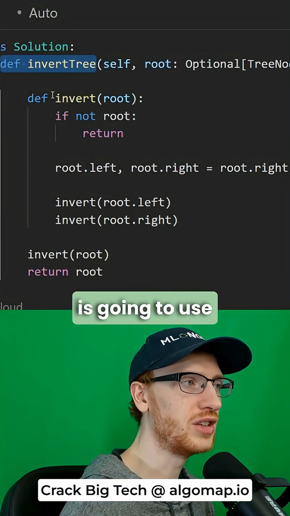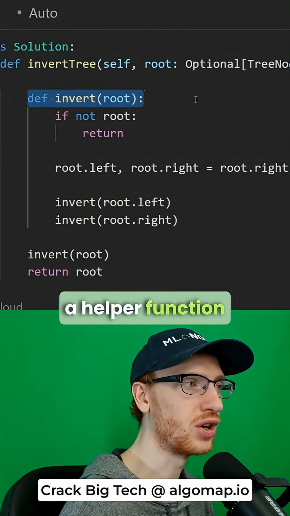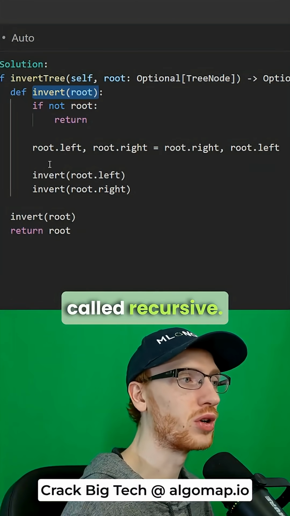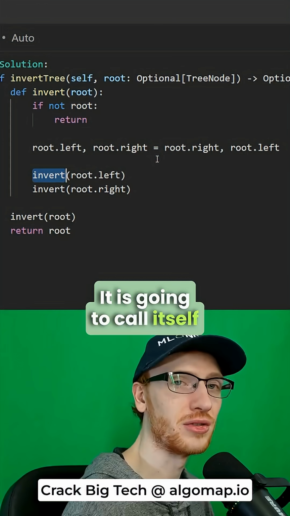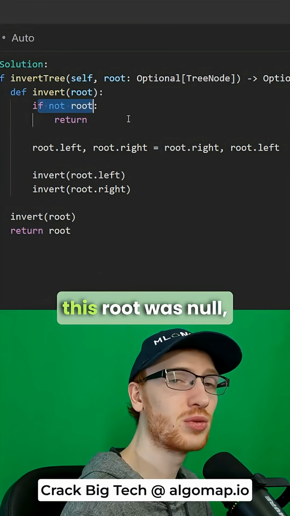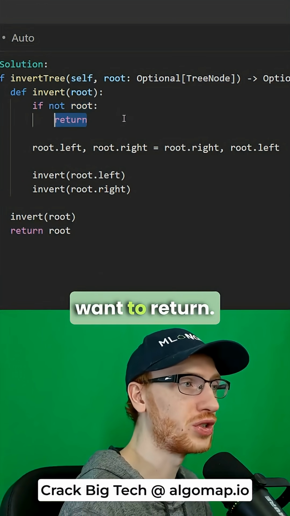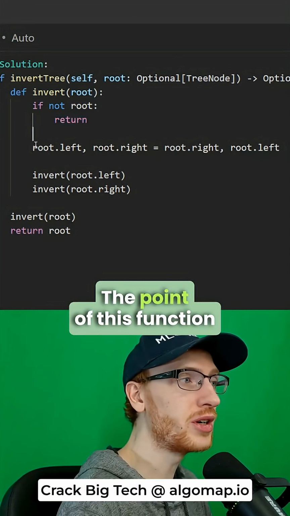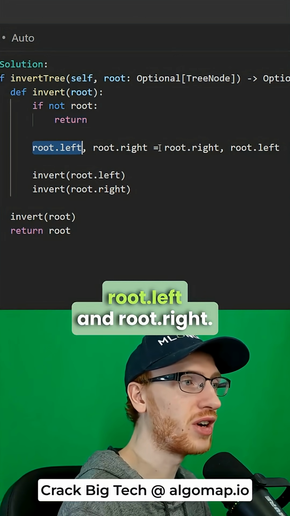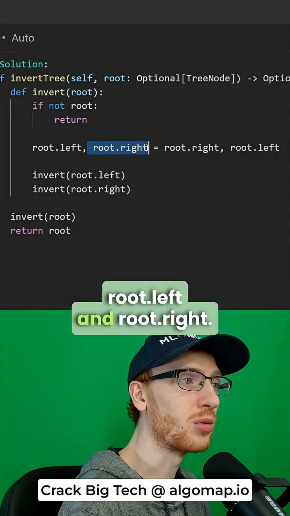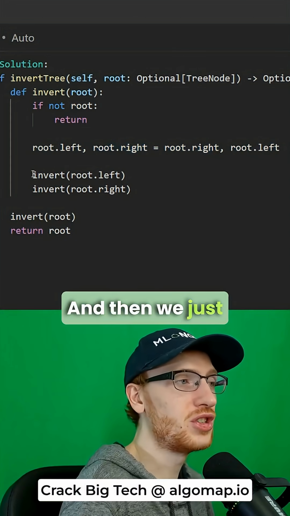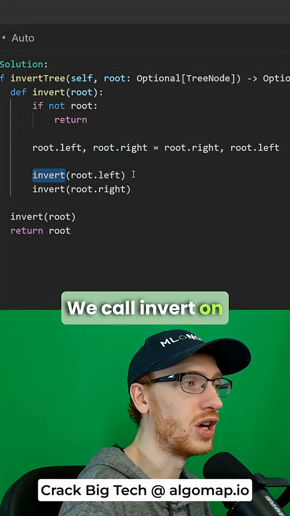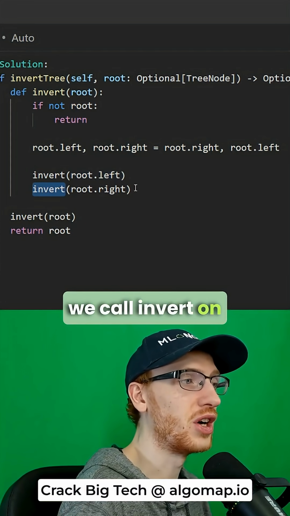Our main function is going to use a helper function called invert, and it is what we call recursive. It is going to call itself. If not root, meaning if this root was null, then we just want to return. We can't do anything with null. The point of this function is to set root.left to be root.right and root.right to be root.left. And then we just do this recursively. We call invert on the root.left and we call invert on the root.right.